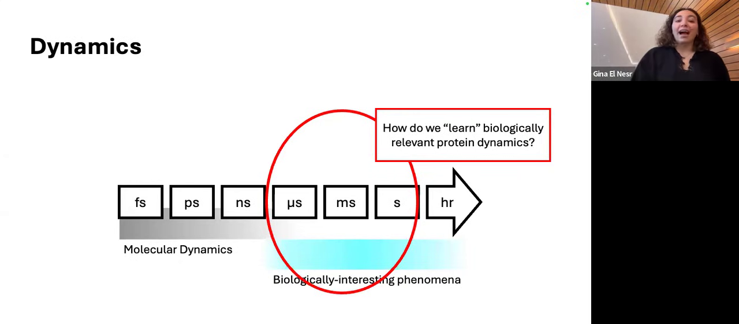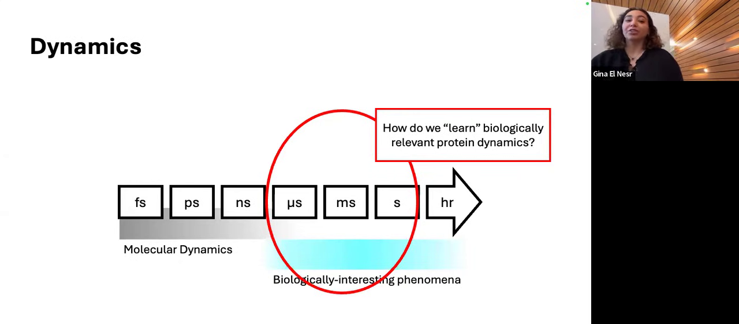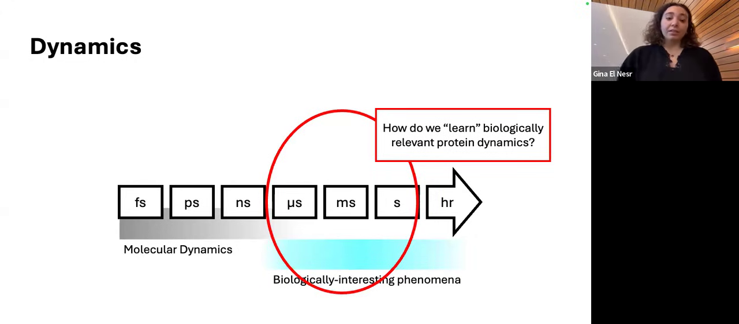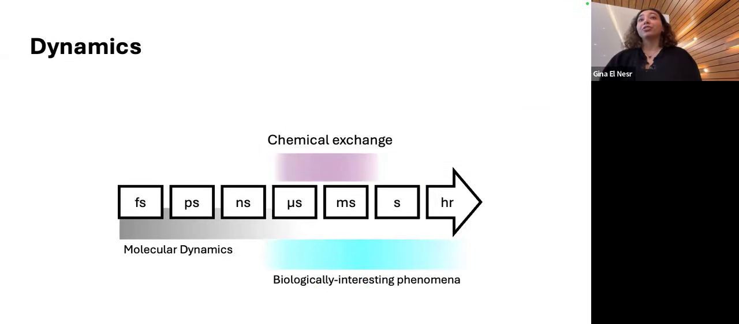And so the question is, how do we actually learn all of this biologically interesting and relevant protein dynamics for us to then go actually design and target and learn about biology at this time scale? And so NMR has a very, very strong observable, and we call that chemical exchange. Chemical exchange actually is a direct readout of microsecond, millisecond timescale dynamics.